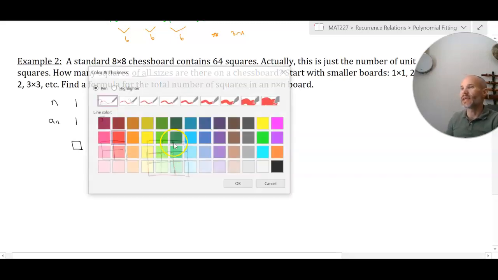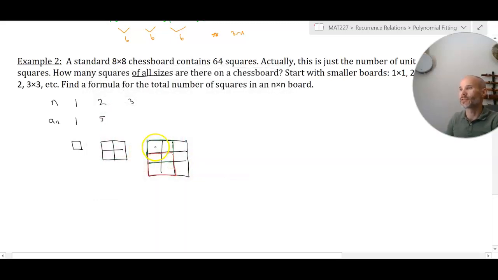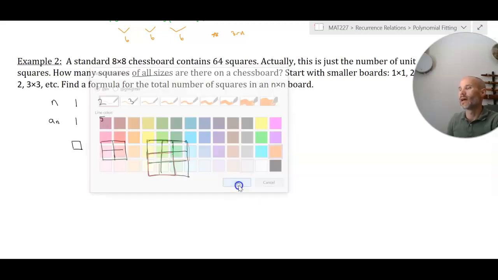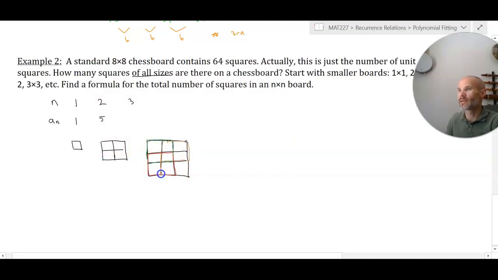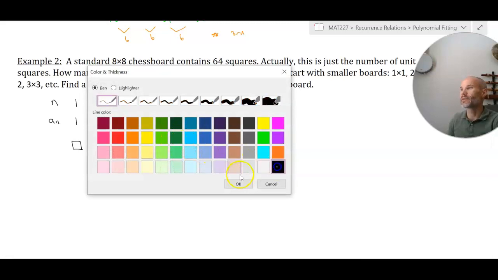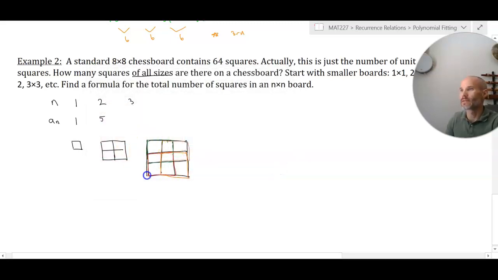And then, of course, I can do the same thing over here. If I just shift this green square to the right 1 column, then I have a square there. So that's 12. Also, I can shift that one down. That's 13. And then I have the big square all the way around, right? So there's 14 squares that I could form out of that.